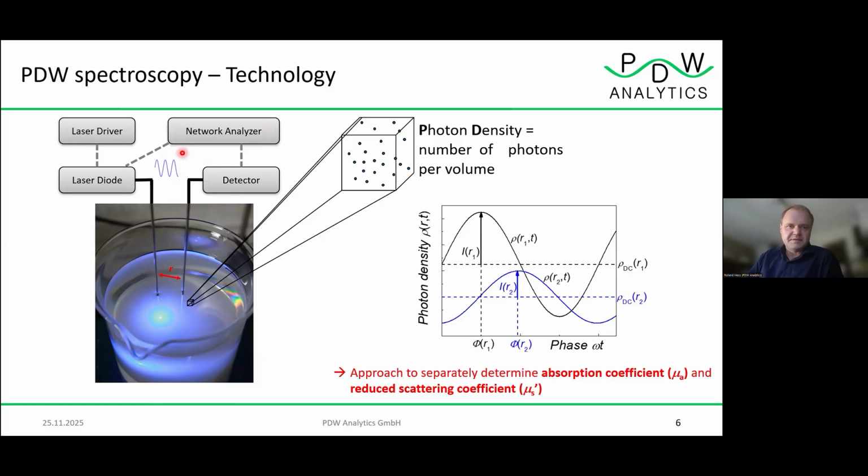And now this network analyzer can very precisely check how this wave changes from the emission to the detection side. Changes to the wave will occur in the suspension, since the photons interact with the particles which are present, so the wave will encounter some changes. The amplitude of the wave will change and also the phase of the wave will change. And those two parameters, amplitude and phase changes, can be measured by the network analyzer. And with a lot of theory, which we will not look into today, these changes of the photon density wave are related to the absorption coefficient mu A and the reduced scattering coefficient mu S prime.